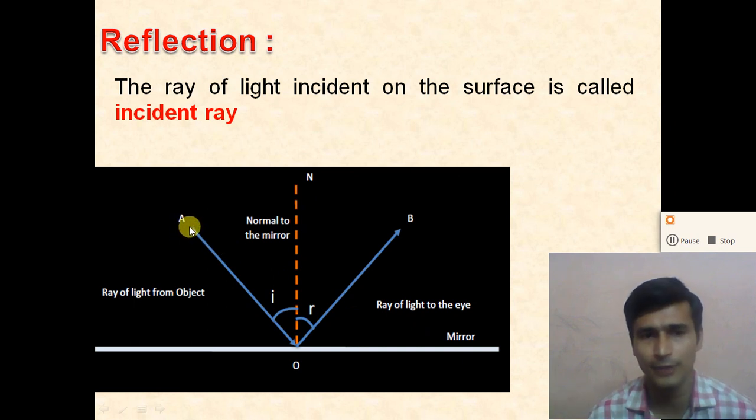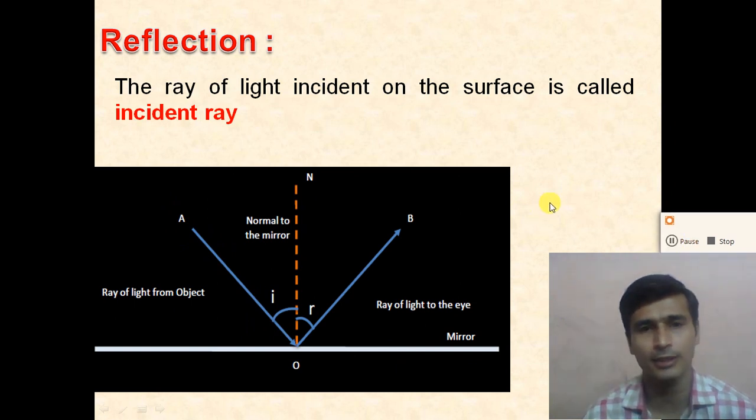In the figure, look at this ray AO. The ray AO is the ray falling on the surface. So this ray is called the incident ray. So the rays of light incident or falling on the surface are called the incident rays.